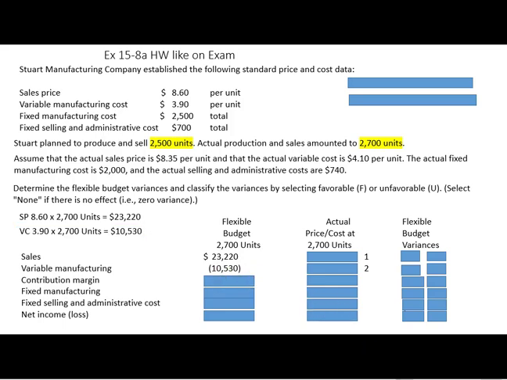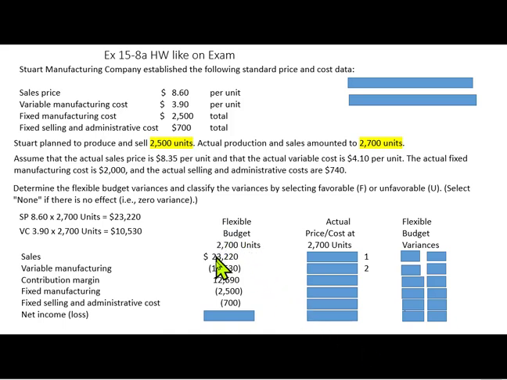Our variable manufacturing flexible budget number should be $10,530, which is based on a $3.90 standard variable cost times the actual level we produced at, which was 2,700 units. This gives us $10,530. Our contribution margin for this flexible budget will be the difference between the sales and the variable cost, which turns out to be $12,690. Fixed manufacturing will be based on what we have up here under the standard cost rules, which would be $2,500, right?